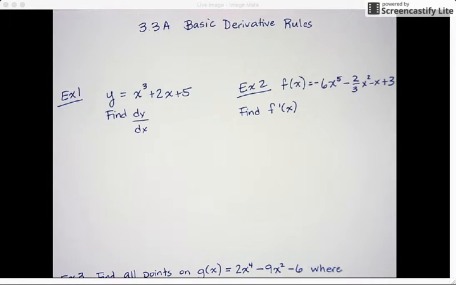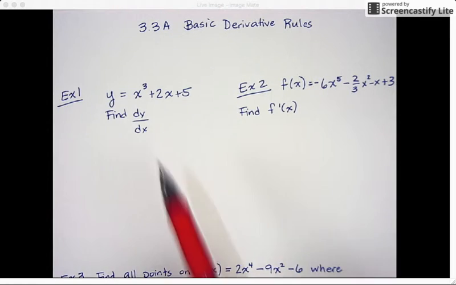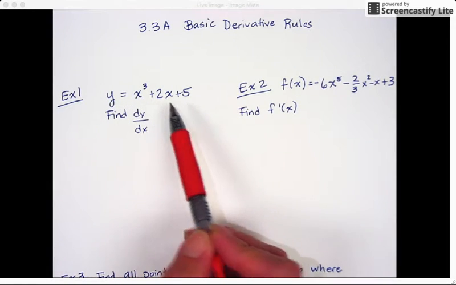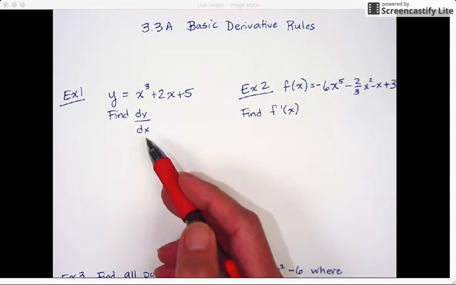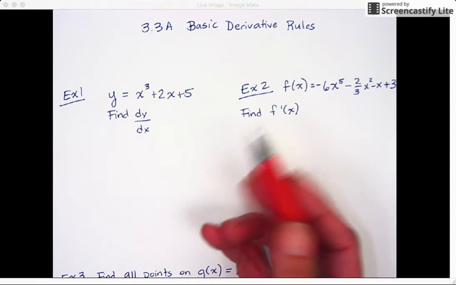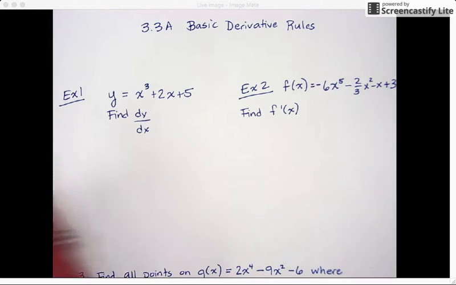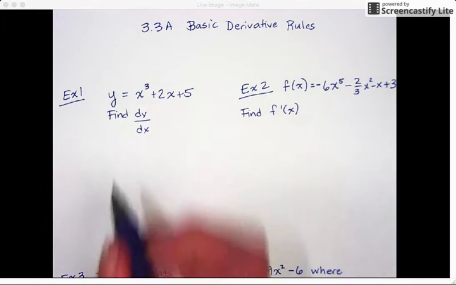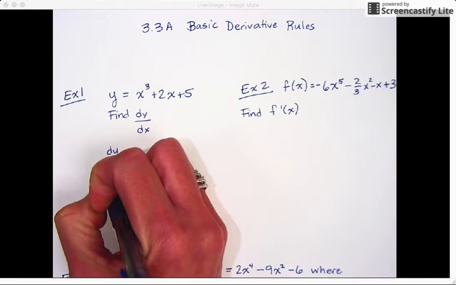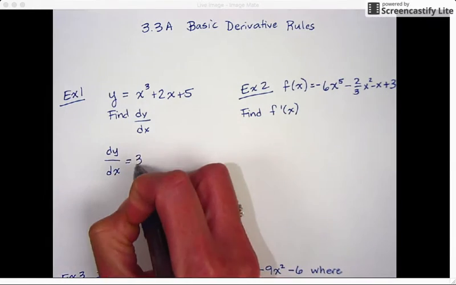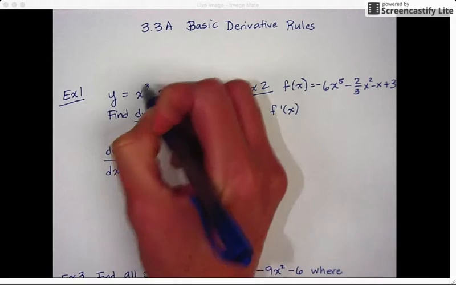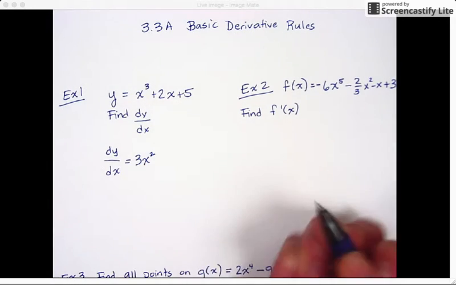All right, so let's just do these 3 examples. Here's your original function, y equals x cubed plus 2x plus 5, and the directions say find dy dx. That means find the derivative. So I'm going to write using the notation I have here. dy dx then equals the 3 is going to now be in the front, stays in x, and then the 3 here becomes a 2.